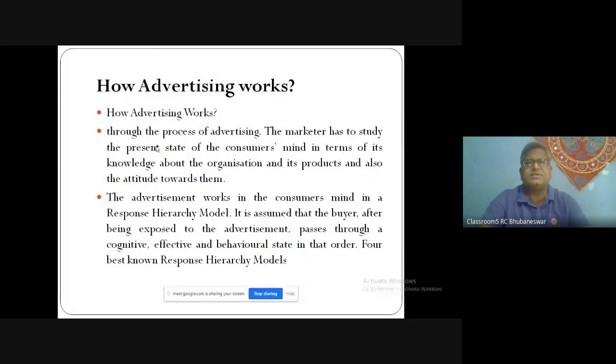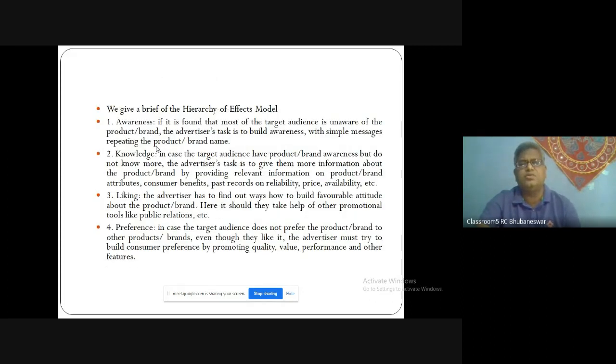Another concept is how advertisement works. It is a process. Advertisement works through different models. That model is called the response hierarchy model, and this is the best model, one of the four best-known response hierarchy models, through which you can know how advertisement works properly.